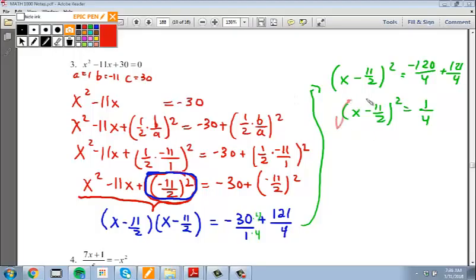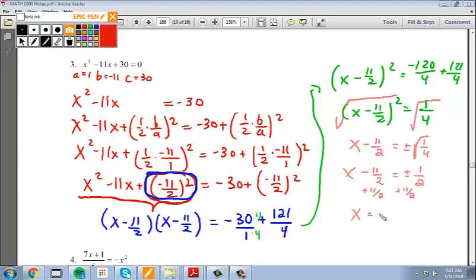Alright, so now I'll take the square root on each side. So x minus 11 over 2, you need to remember the plus or minus sign. So plus or minus the square root of 1 over 4. But the square root of 1 is 1, and the square root of 4 is 2. And then add the 11 over 2 to each side. So I have x is equal to 11 over 2 plus or minus 1 over 2.